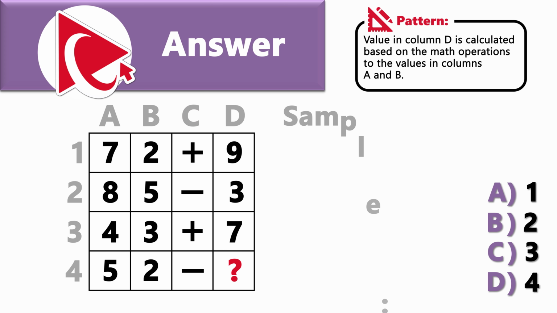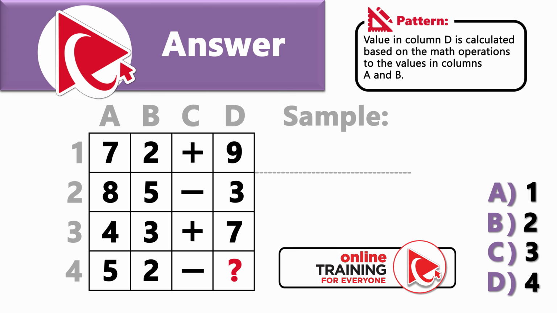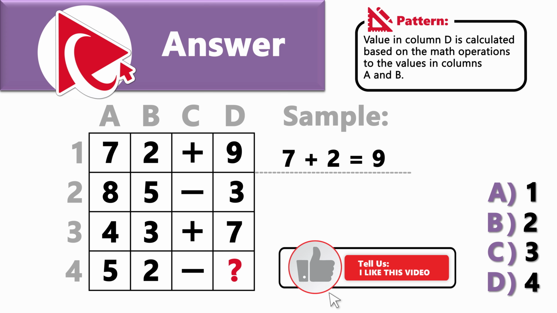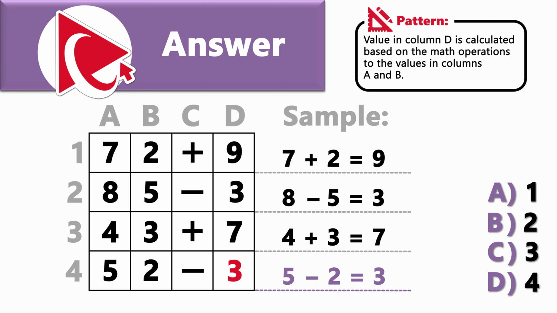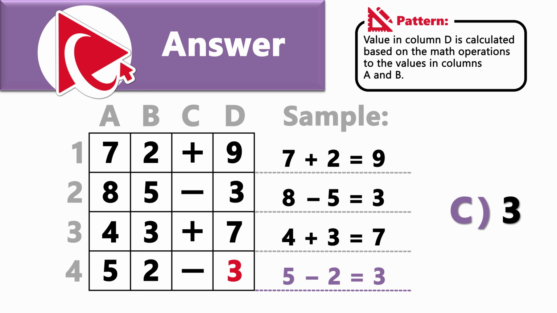To calculate the values in row 1, we need to add 7 plus 2, and the result would be equal to 9. Value for row 2 is calculated as 8 minus 5 and equals 3. For row 3, 4 plus 3 equals 7. Let's do the math now for the missing value. 5 minus 2 equals 3. So the correct answer here is choice C, 3.